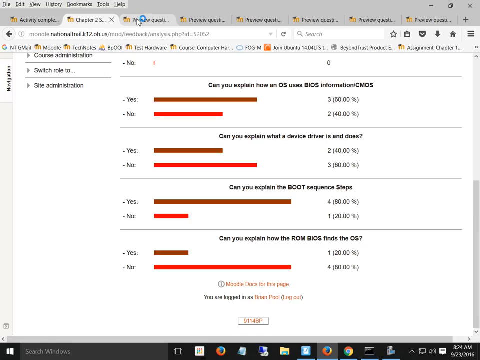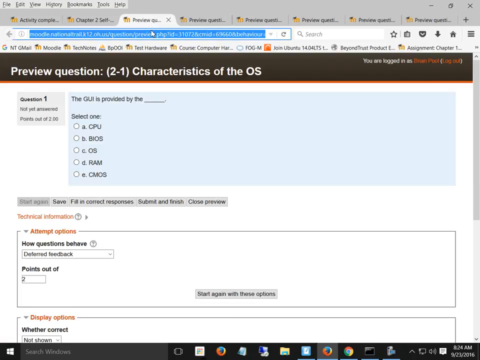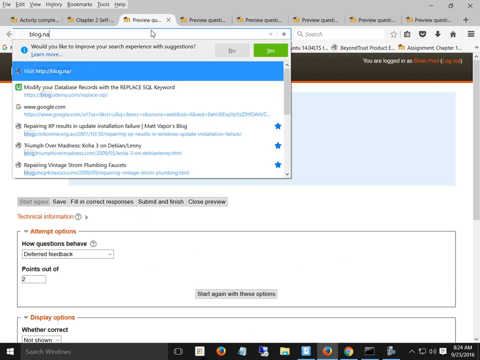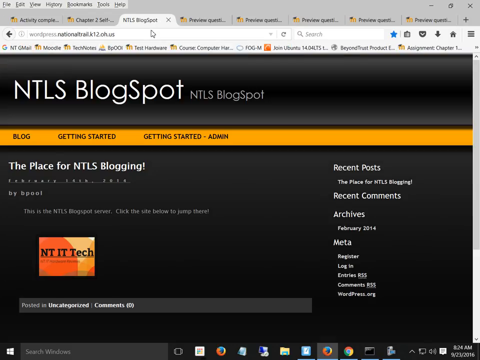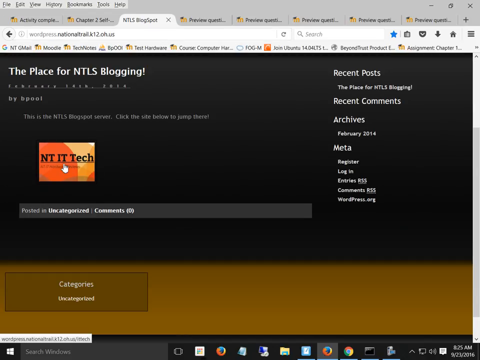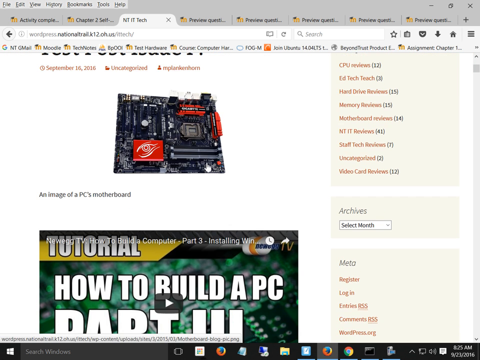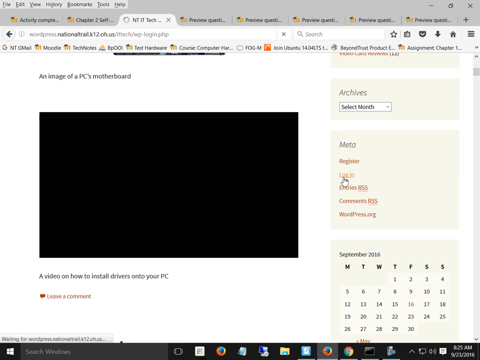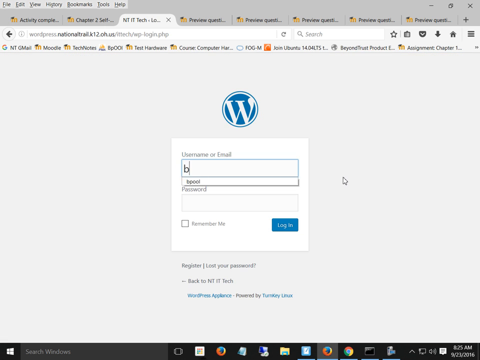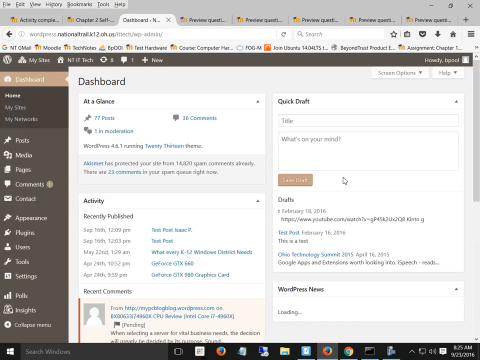Okay, so if you just type blog.nationaltrail.us, you get to our blog site, which is really called WordPress, but whatever. That's the system that runs it. And then you go down to ours, which is NTIT Tech, and you get logged in, and you'd be able to see your stuff. It's just your username and password should get you logged in.